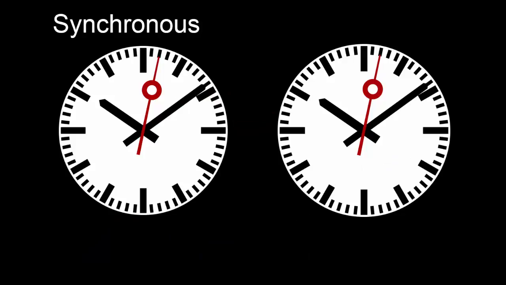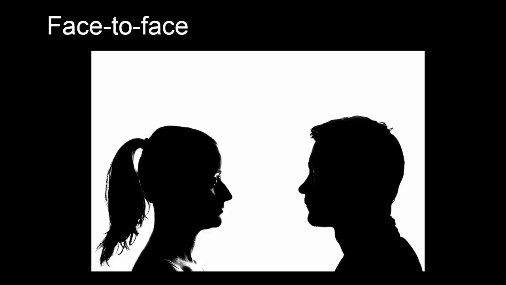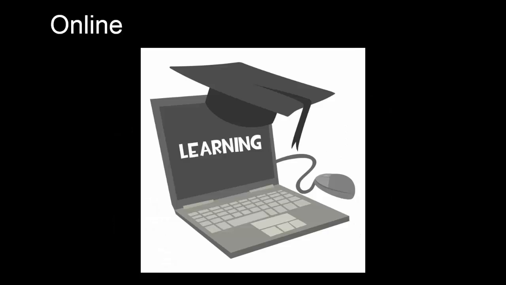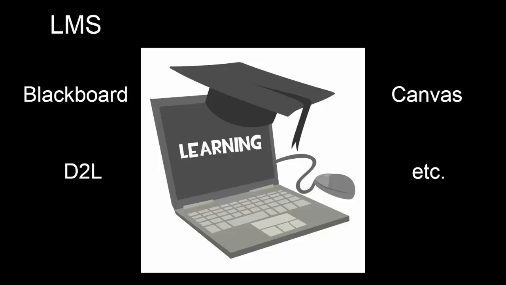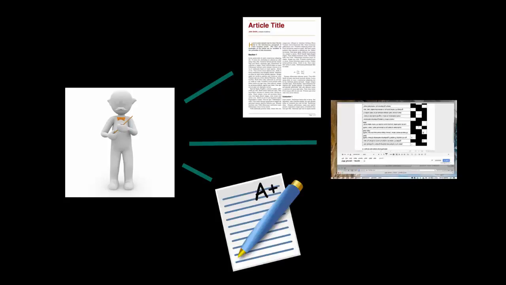Other words you might hear are synchronous, meaning done at the same time, asynchronous, meaning done at different times, face-to-face, meaning meeting within the same physical proximity, typically in a classroom environment, online, meaning not done in person, but often done either through a webinar-style platform or through an LMS, otherwise known as the Online Learning Management System, such as Blackboard, Canvas, D2L, etc., where an instructor can post articles, assignments, grades, and other class-related items.